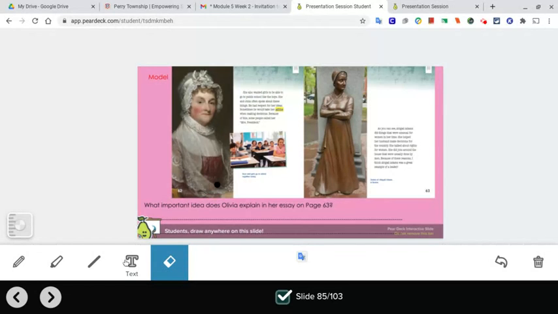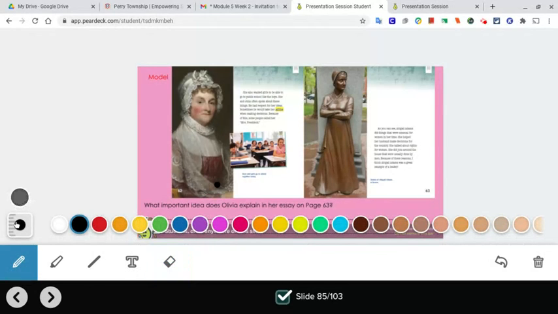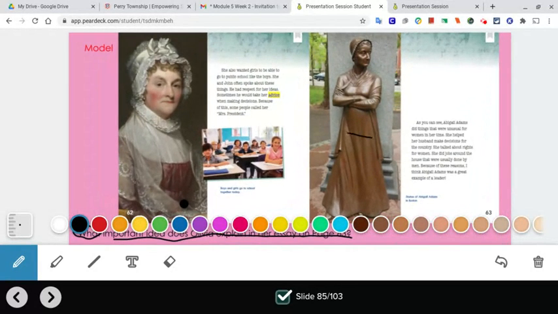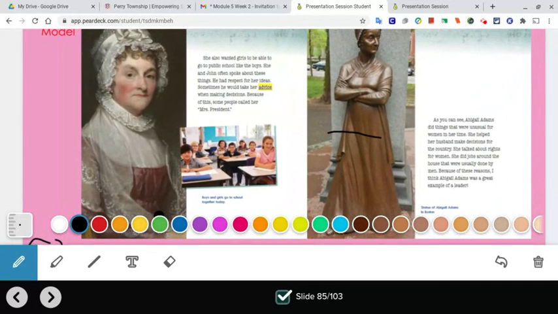So I'm going to take my pencil and I'm going to make it smaller. And I'm going to circle my question word, what? And then it says, important ideas does Olivia explain on page 63. So now I'm going to go back to 63 and blow it up. And let's see if important ideas. I think one important idea is she helped her husband make decisions.